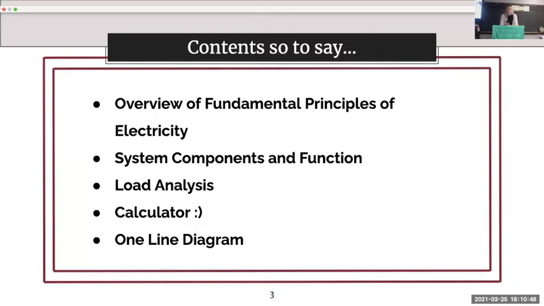So this is what I'm going to go over today. I have some fundamental principles about electricity that are going to help make more sense of everything later. The system components and what they do. Then I'm going to go over what a load analysis is and show you my calculator. And then I also have a one-line diagram that I made.